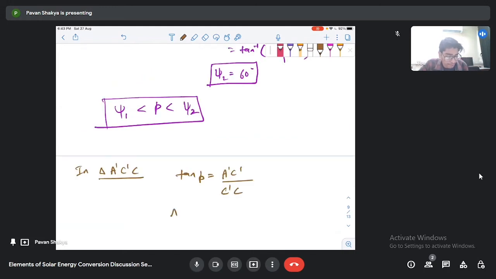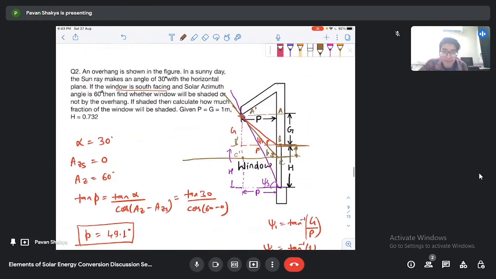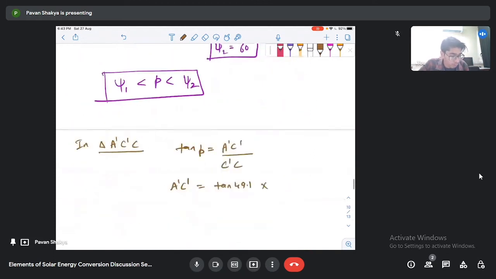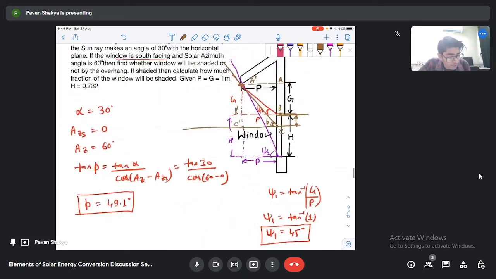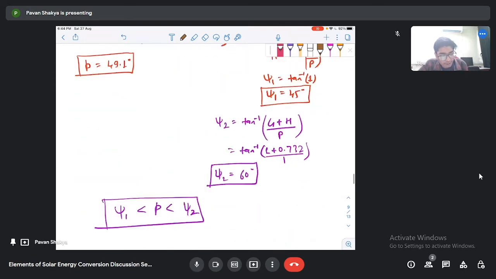Okay, from here we can calculate that this A prime C prime will be equal to tan of 49.1 into C prime C. This C prime C will be g, that is given in the problem as 1 meter. So when you solve, you will find that this A prime C prime comes out to be 1.1547. So now you have this value, with g equal to 1 meter, and you have the whole value, that is 1.1547. So this shaded portion we can easily calculate.